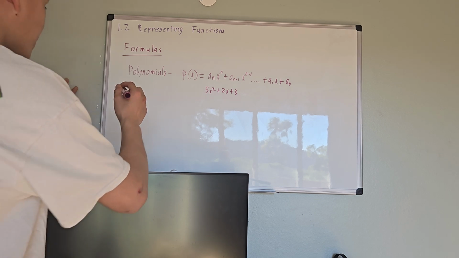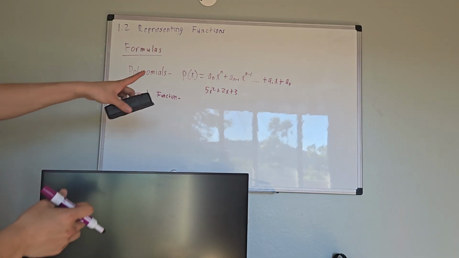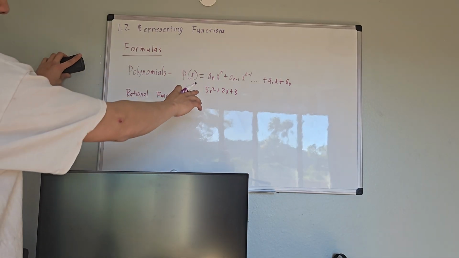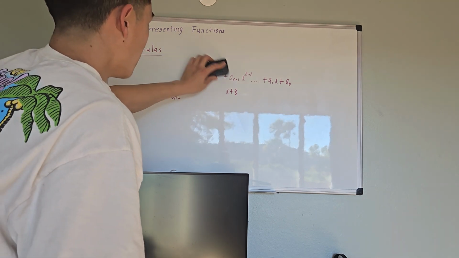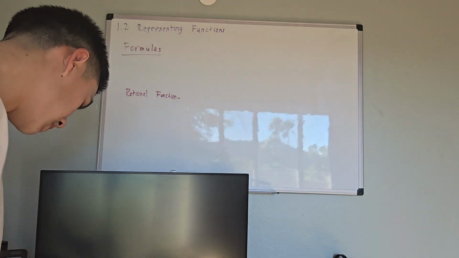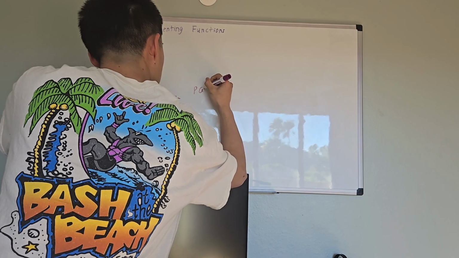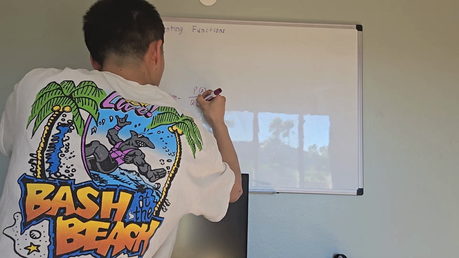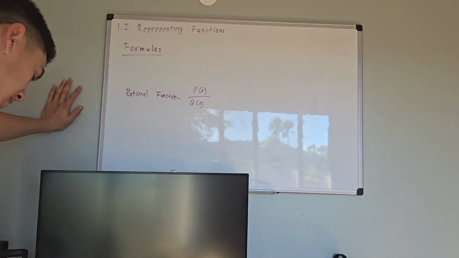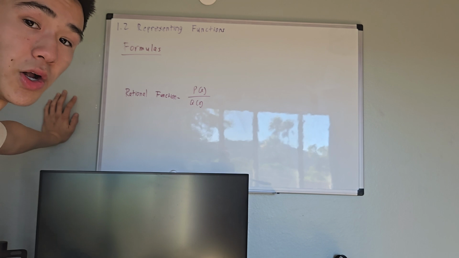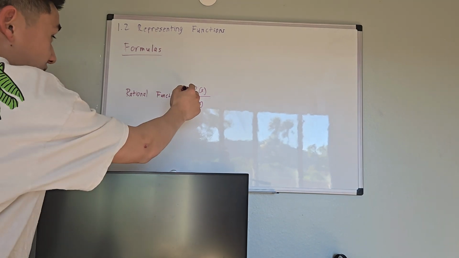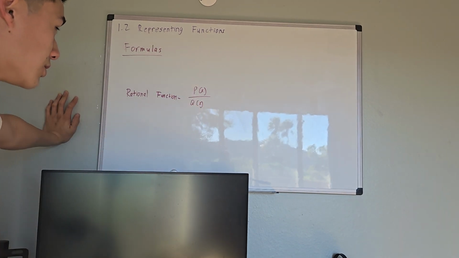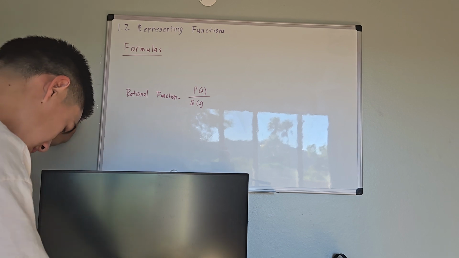Now, a rational function, so polynomials, those are just a type of function, okay? They're functions that look like that, okay? Rational functions look like this. P of x over q of x, okay? Where p and q are polynomials, okay? So this is a polynomial and this is a polynomial, okay? That's what a rational function is, okay?